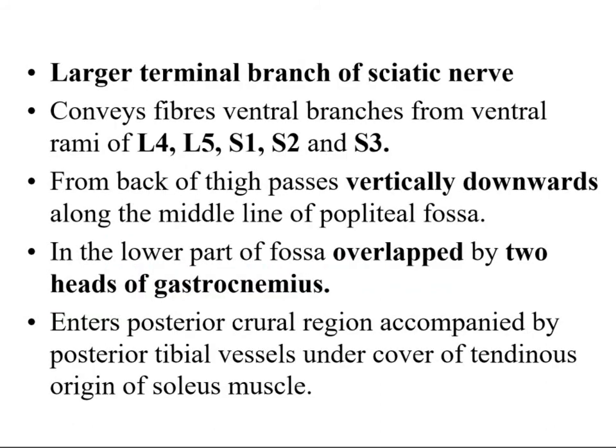So it is a larger terminal branch of the sciatic nerve that conveys fibers from ventral branches of ventral rami of L4, L5, S1, S2, and then S3. From the back of the thigh, it passes vertically downwards along the middle line of the popliteal fossa, and in the lower half, it is overlapped by two heads of gastrocnemius, then enters the posterior crural region accompanied by the posterior tibial vessels under cover of the tendinous region of soleus muscle.